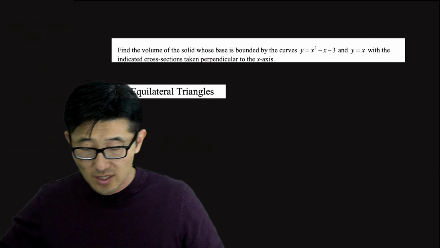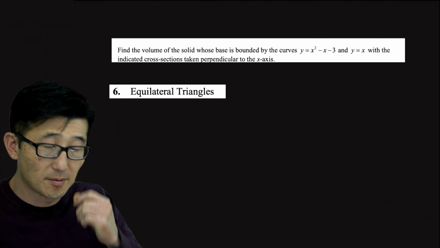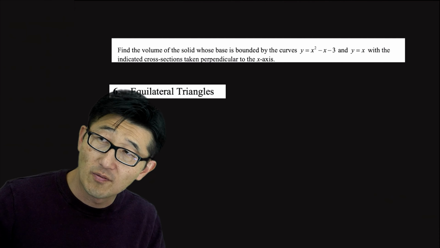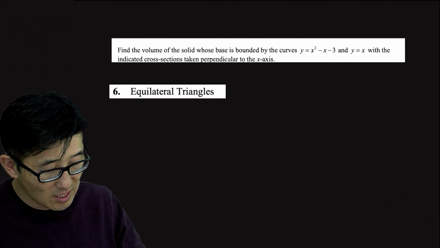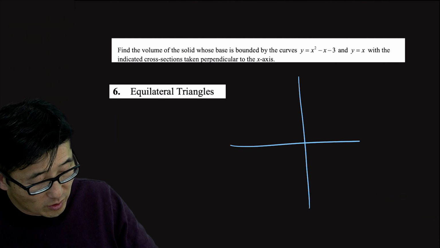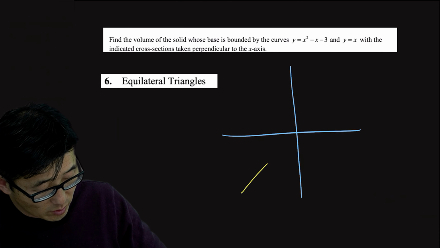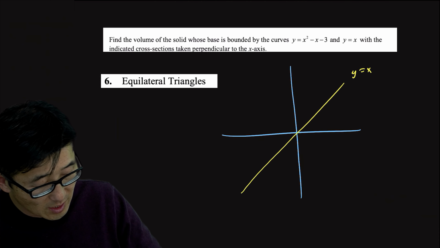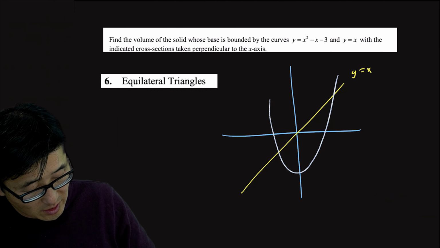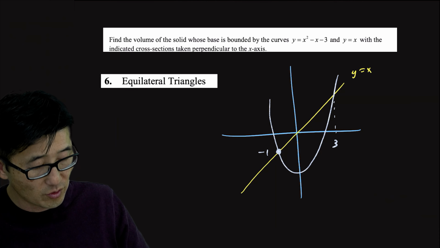Okay, this is number 6 of the homework problems on cross-sectional volumes with integrals. Now, these problems, number 5, 6, and 7, and I think 8, are using the same equations. So we've already drawn this on the previous problem, so I'm just going to reduplicate it here. This is y equals x, and the parabola looks like this. And we know that it intercepts here at, I think, -1, and it goes all the way to 3.